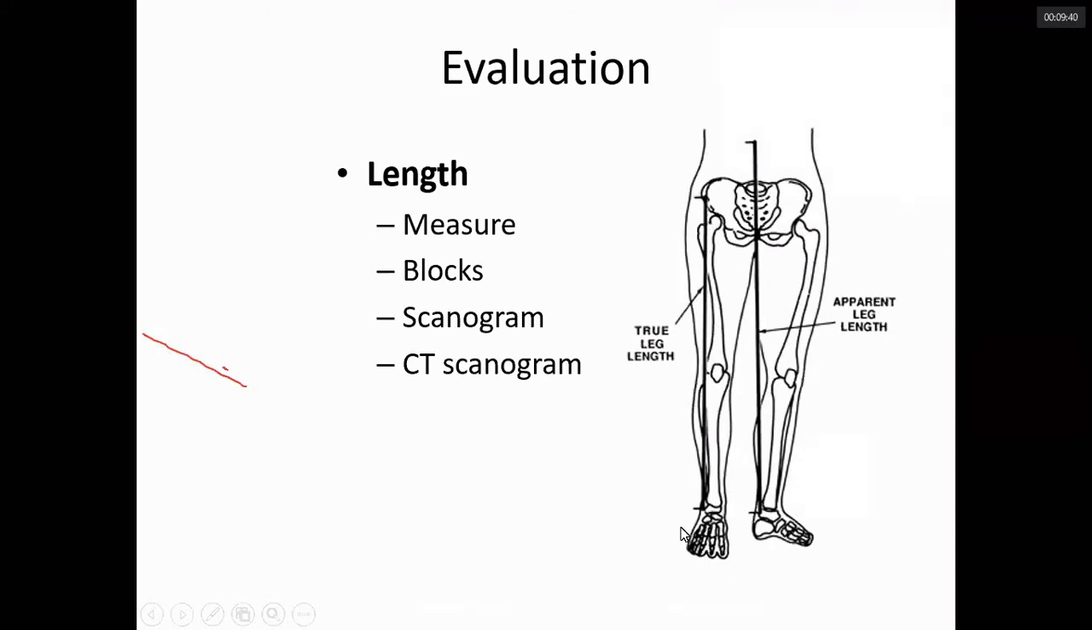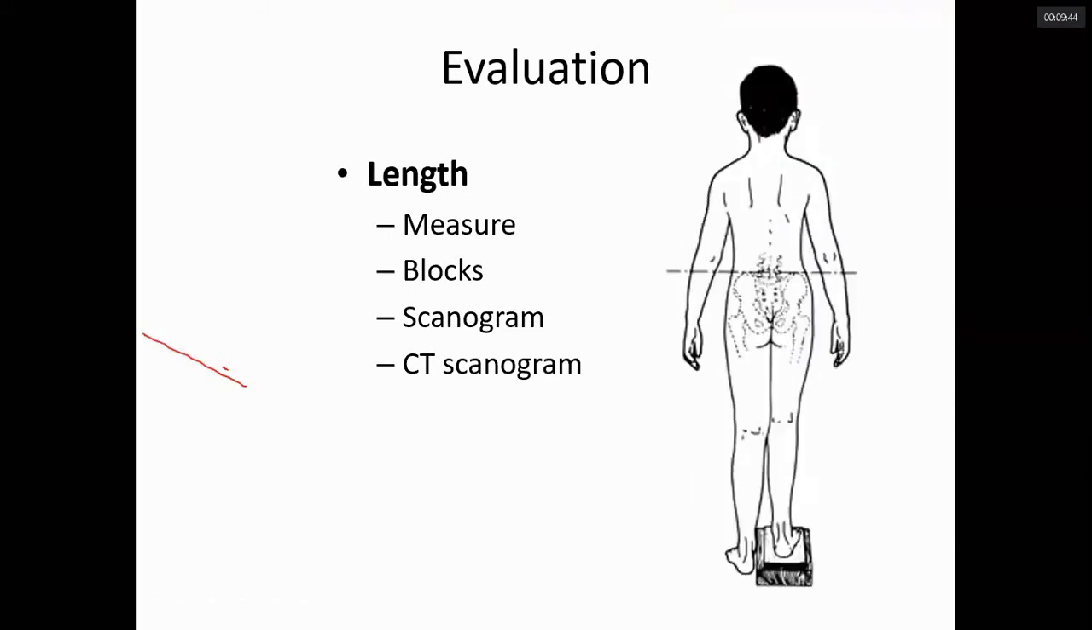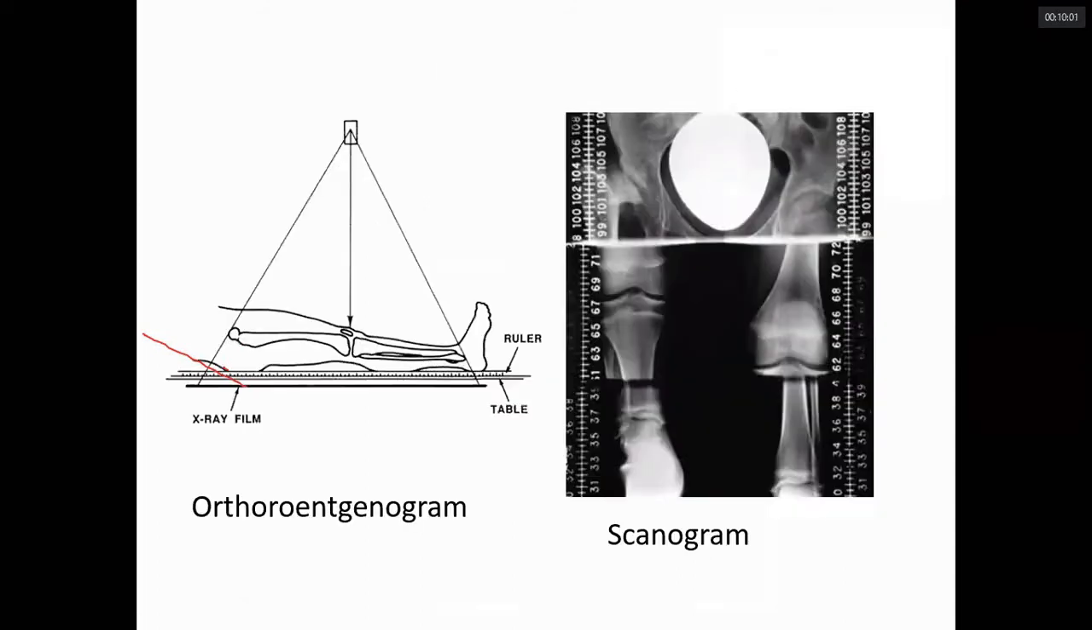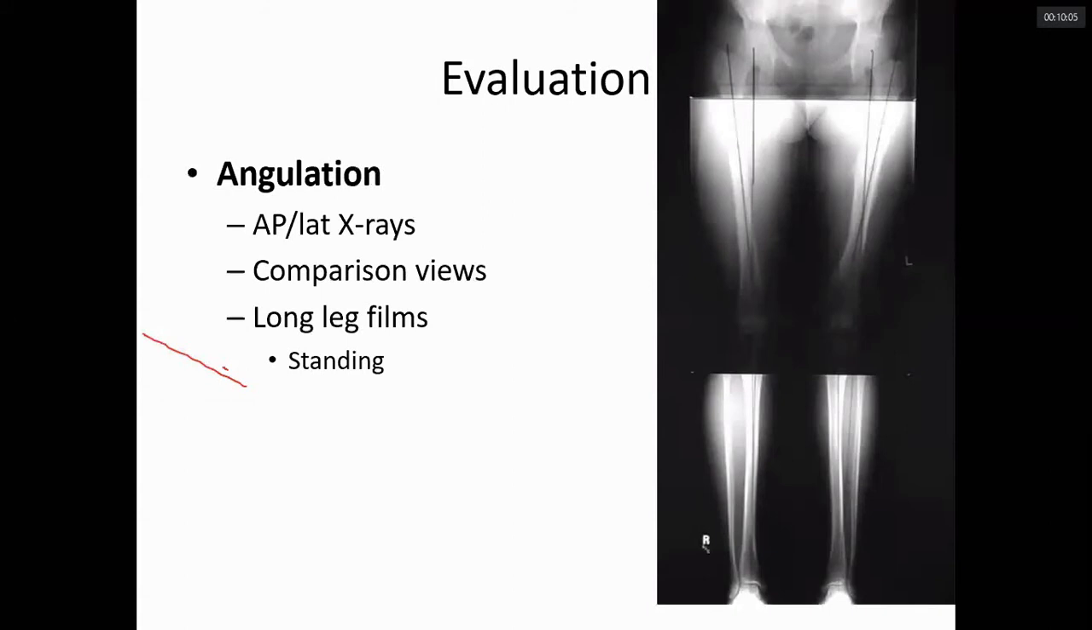So we can measure the length, true length or apparent length, or we can use a block. We put something under the short limb till the anterior superior iliac spine becomes level, and we take the height of this block. This again gives the length discrepancy of the limb. Okay, we can take full length X-rays. So talking about angulation, we will measure the angulation on anterior-posterior and lateral views.